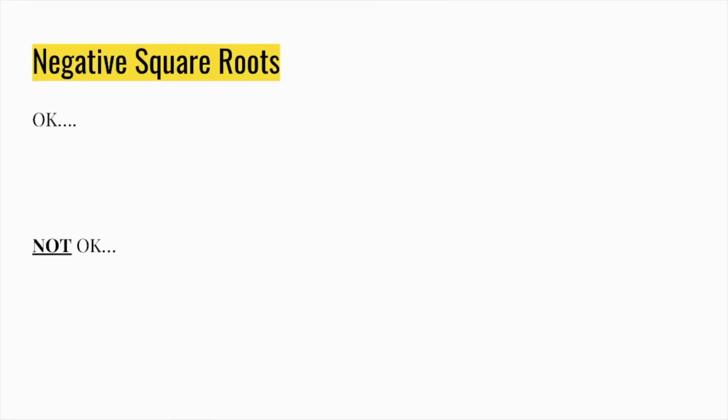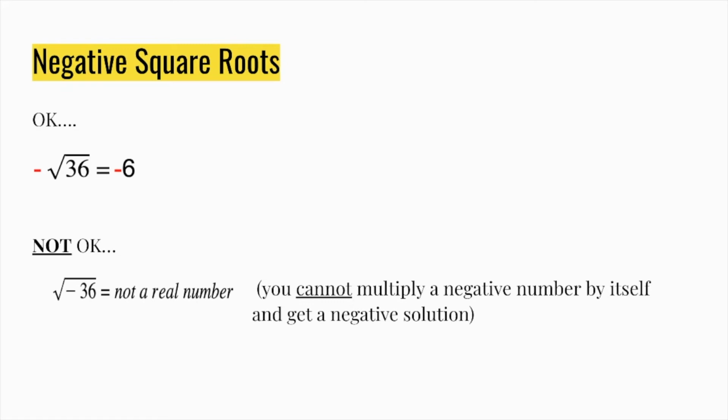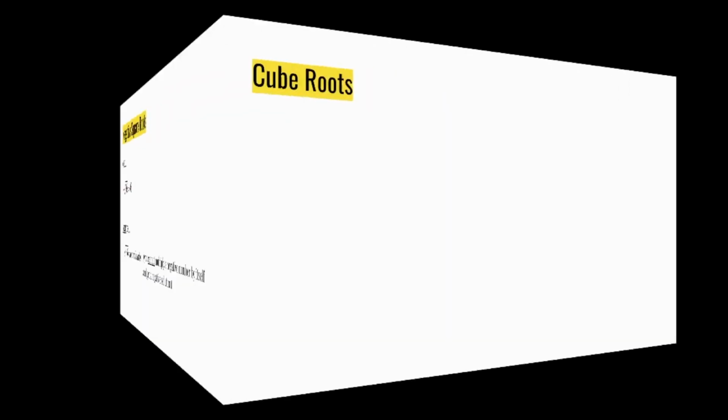So can you have a negative square root then? Well, it's okay to have a negative on the outside of the square root symbol, but it is not okay on the inside, because you can't multiply a negative number by itself and get a negative solution. So that is called a not real number, meaning it doesn't exist.